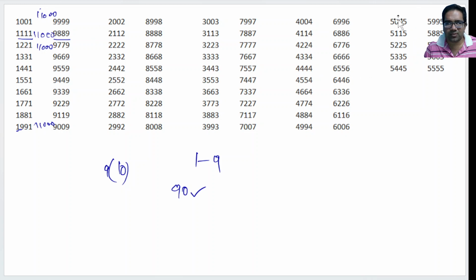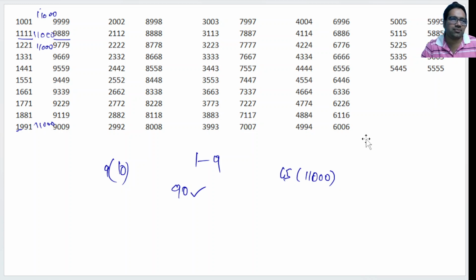For example, the palindromes with 5: 5005, 5115, 5225, similarly 5445, and next 5555. These two together add up to 11,000. So in this overall, we have 45 sets of 11,000 each. Right, 45 sets of numbers which are totaling up to 11,000.